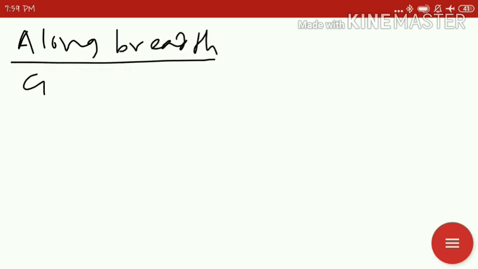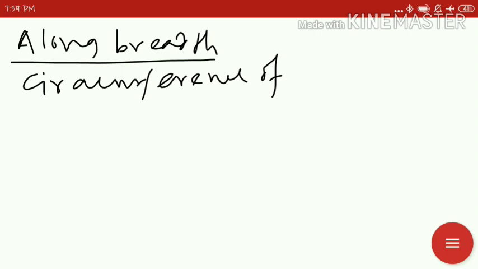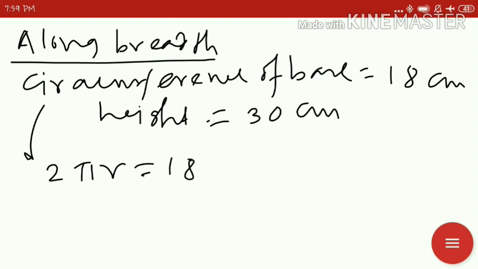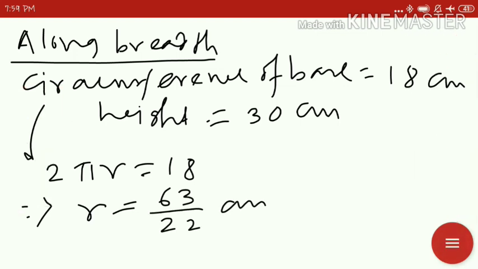Now our second thing, when it is rolled along the breadth. So along the breadth, I will write in the same form that circumference of base is equal to, now it will be the breadth, that is 18 centimeter, and height will be the length, that is 30 centimeter. Now circumference means 2 pi r, that is 18. So from that you will find that r equals 63 by 22 centimeter. We will keep it in that way and we will find out the volume then.